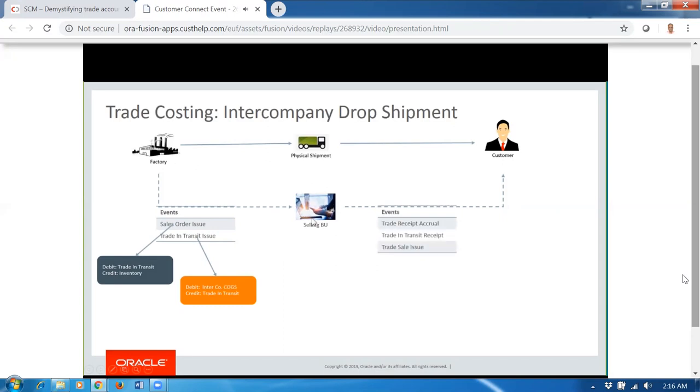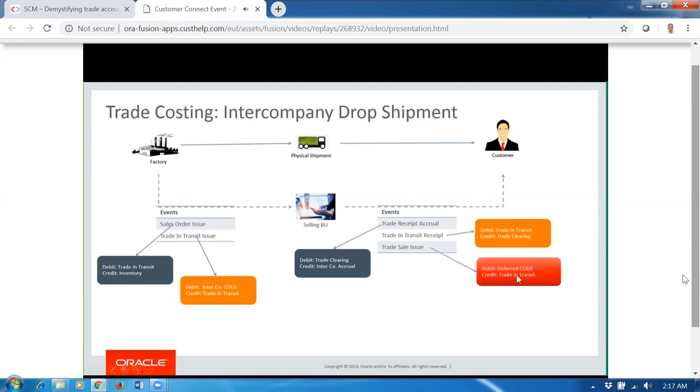Now you have a buy flow for the selling BU. The selling BU will have a trade receipt accrual, because you are buying it from the factory. So there's an intercompany accrual recorded for your transaction, followed by a transit receipt, because now the value of the item is owned by the selling BU. It's still not delivered to your customer, so it is in the trade in transit receipt. Once the sale is fulfilled to the customer, we see a trade sale issue, where I'm taking the value out of in transit and booking the deferred cost of goods sold, which gets moved over to COGS when the AR revenue recognition is complete.